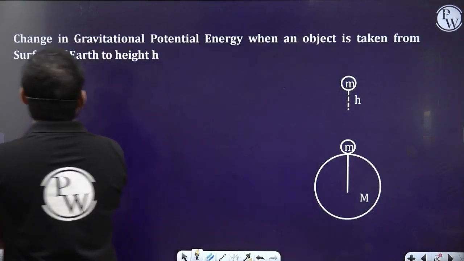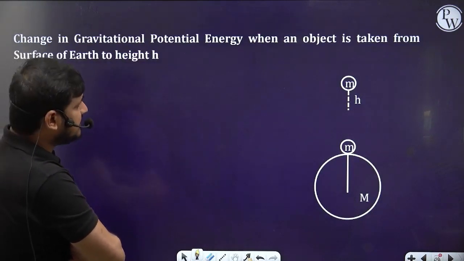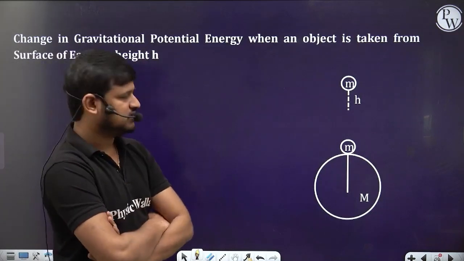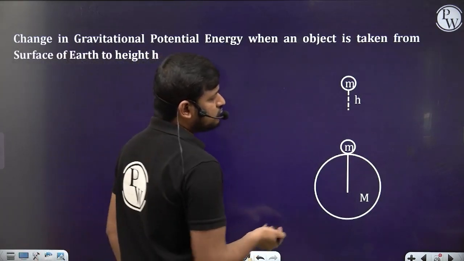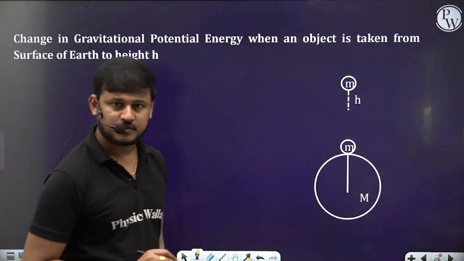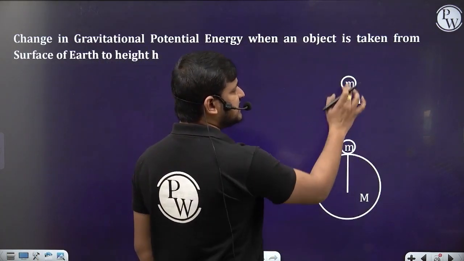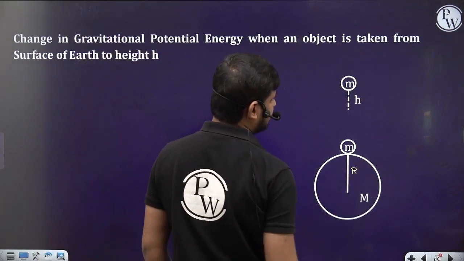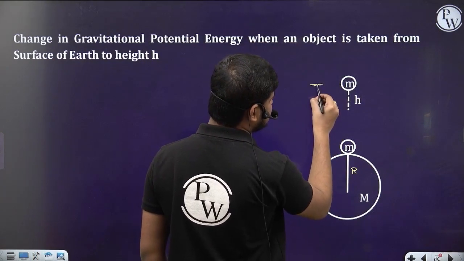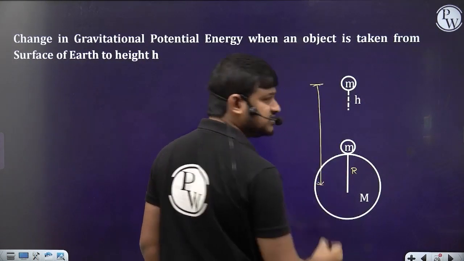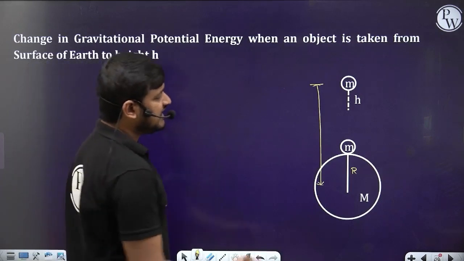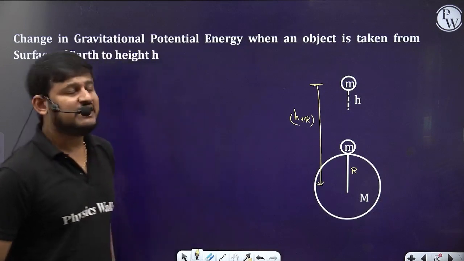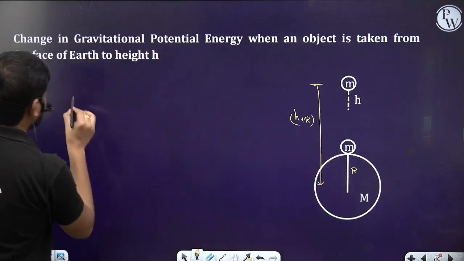So now, what is the change in gravitational potential energy when an object is taken from the surface of the earth to some height h? Initially the object is at the surface of the earth, and then finally it is taken to some height h. This is the radius of the earth r. When it is taken to some height h, the total distance will become h plus r. When it is on the surface of the earth, we know the potential energy.